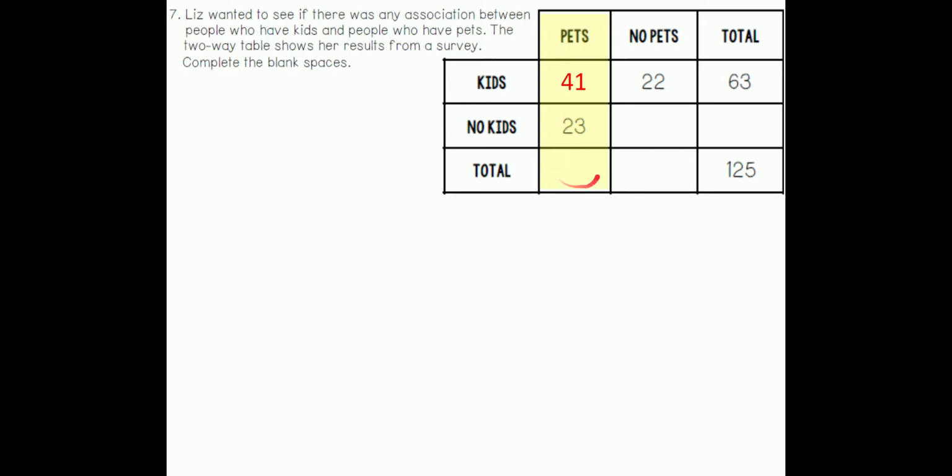Pets. We have this total missing. 41 plus 23 is 64. Total, 64 plus something equals 125. Use subtraction and you get 61. No pets. 22 plus something equals 61. Use subtraction, you'll find 39. No kids. 23 plus 39 equals something. Oh, 23 plus 39 is 62.